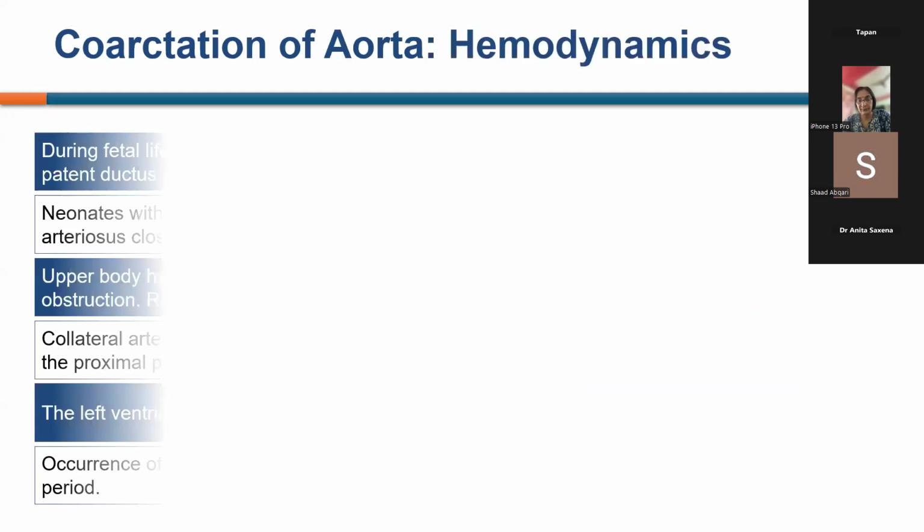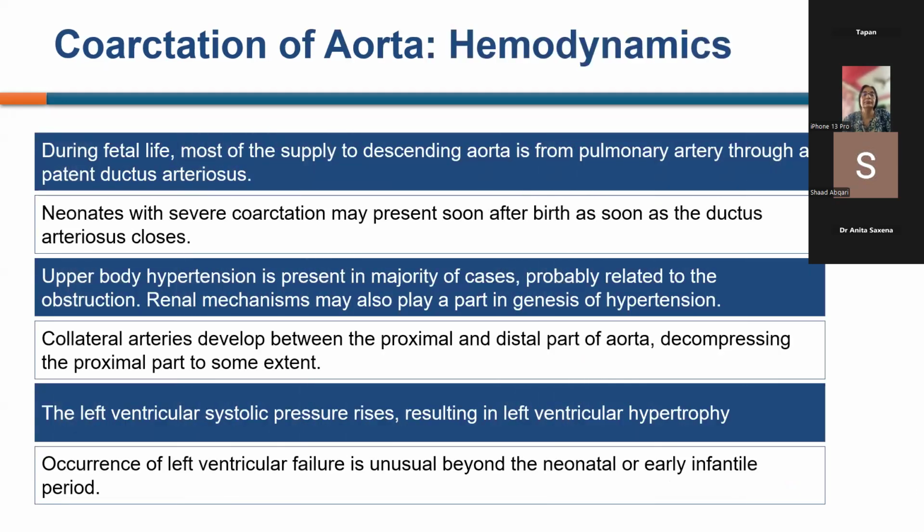berry aneurysms within the brain. Now, as expected, during fetal life they're not at all an issue, because normally the blood supply to the descending aorta is from the pulmonary artery through a patent ductus arteriosus. But neonates who have severe obstruction, once their ductus closes, present in a state of shock. And as Dr. Munesh said, when you are in doubt, go ahead and start prostaglandins, because it could be critical AS, it can be severe coarctation.